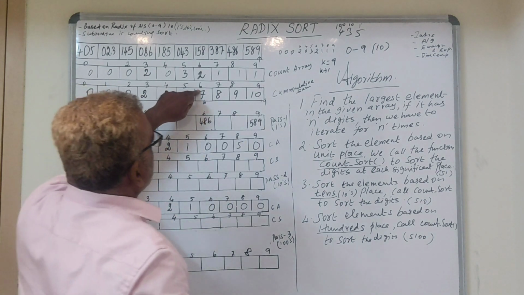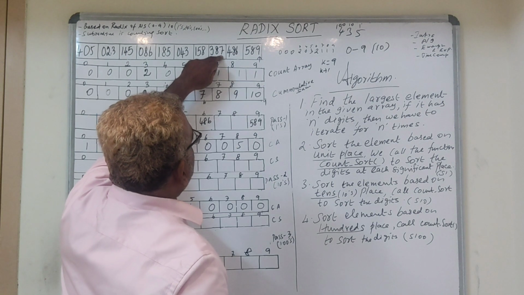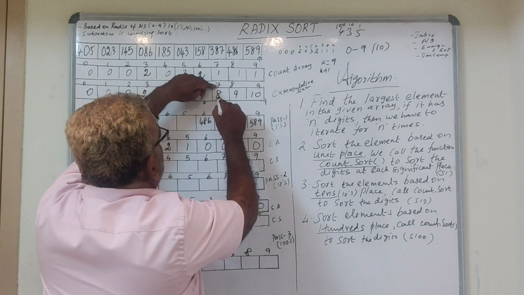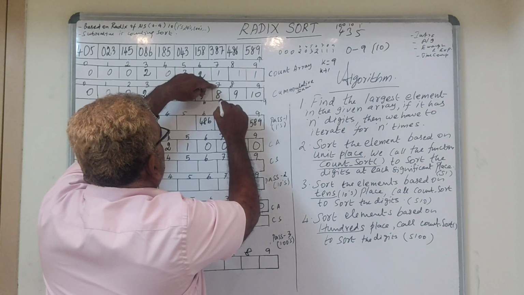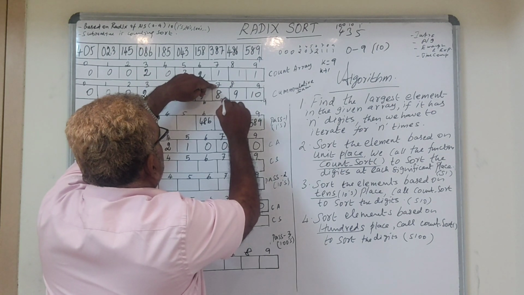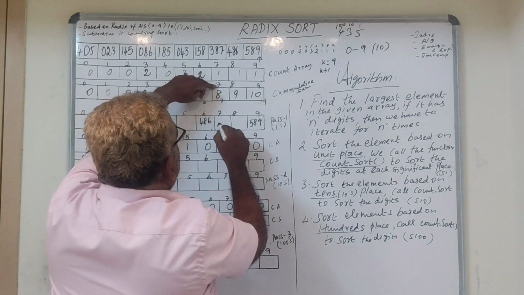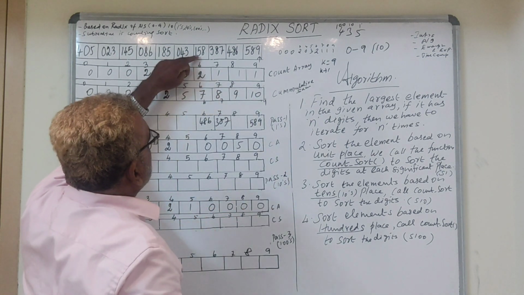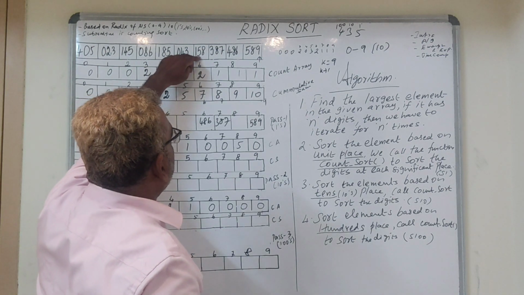Okay. So similarly, the next value is 7. Go to location 7. We have the value 8, and it is reduced to 7. At location 7, store the value 387.